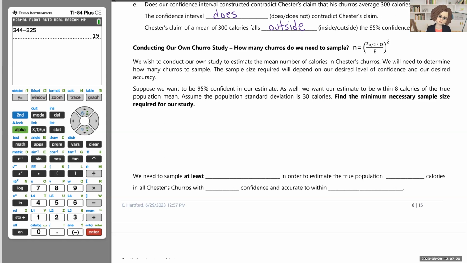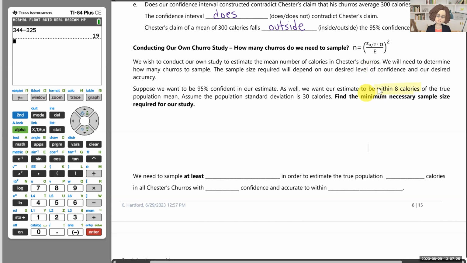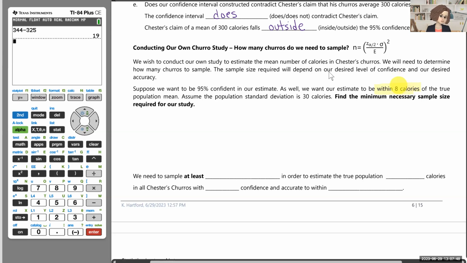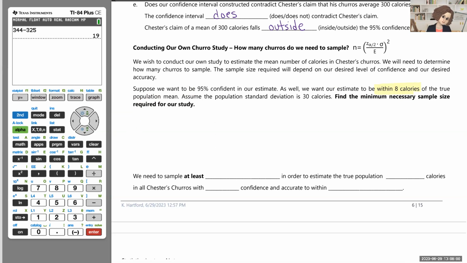So above, the margin of error was 19 calories, and we're only willing to accept an accuracy of 8 calories. So we want to be more accurate, because we'd like our margin of error to be smaller. If we'd like our margin of error to be smaller, generally speaking, it means we're going to need to collect more data than those 10 churros above. So we want the same confidence as above, but we want to be more accurate by having a smaller margin of error.